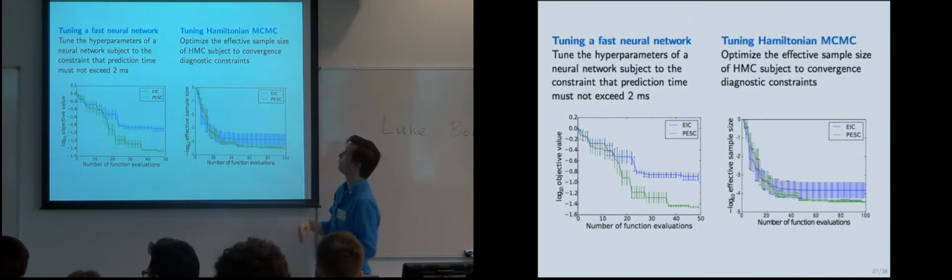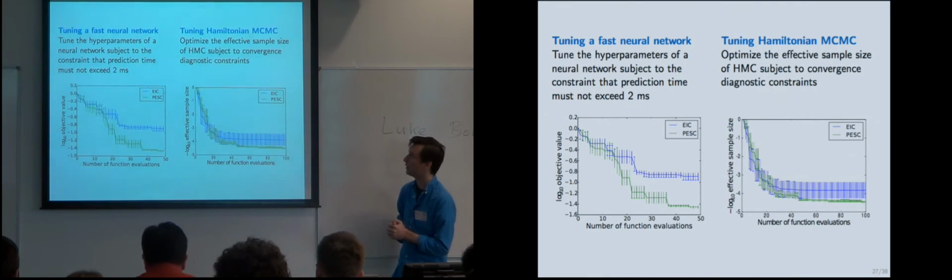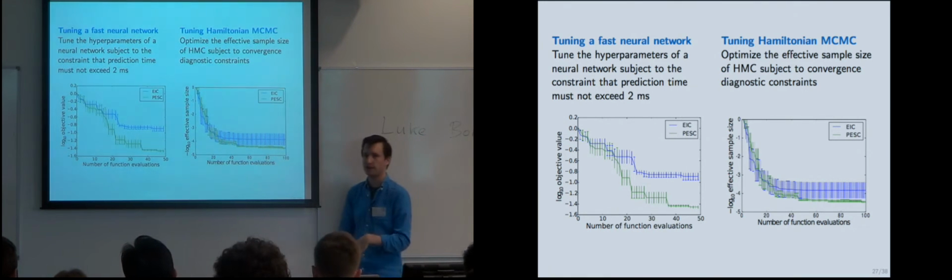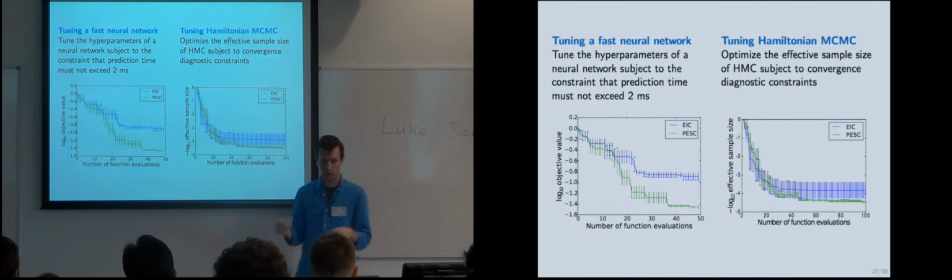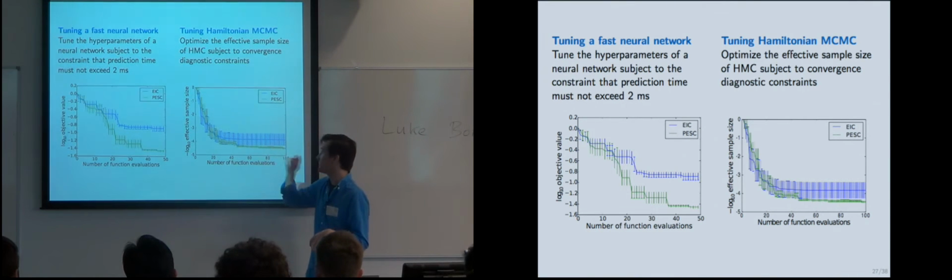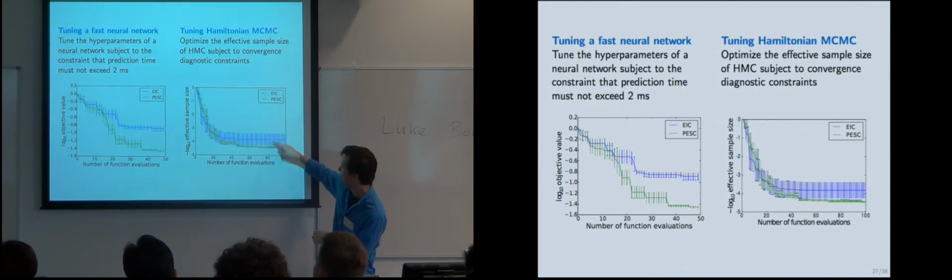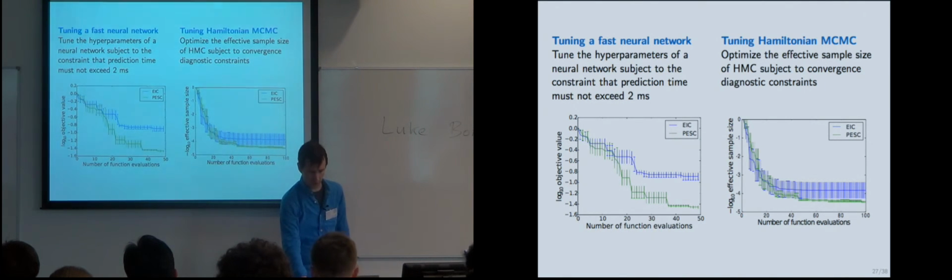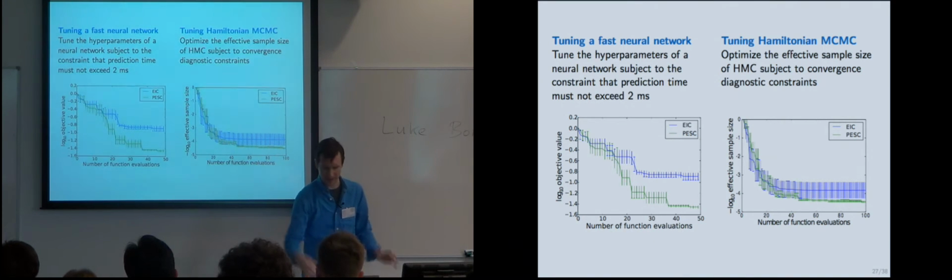Here we also have, we're tuning Hamiltonian Monte Carlo subject to constraints that it has to pass a number of convergence diagnostics. And we see similar results, although the error bars here don't overlap, but they're much bigger in this sort of model, especially for EIC. It tends to get stuck in this system and either be good or really poor.